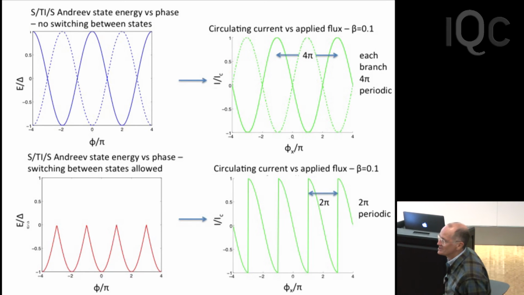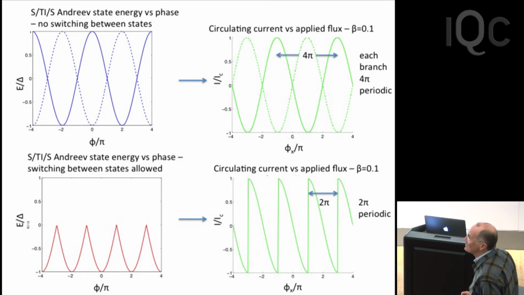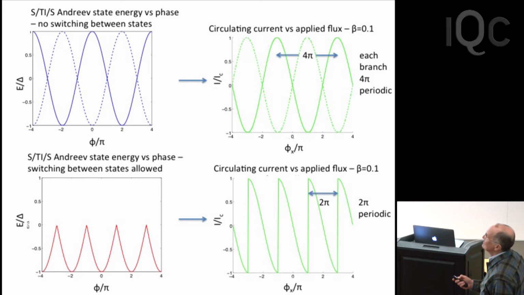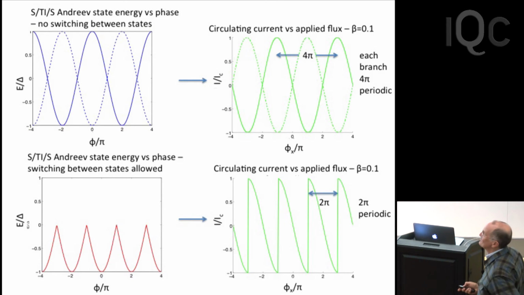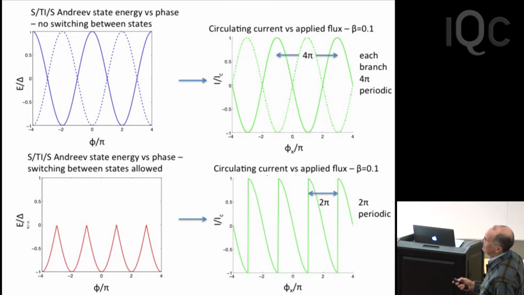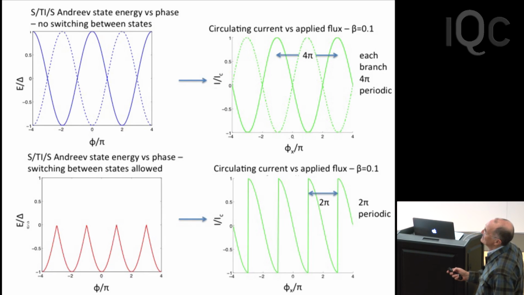In a topological insulator with Majorana bound states, it turns out that there are two allowed Andreev bound states, which are bound in between the two banks of superconductor. They're pi phase shifted with respect to each other. So I've drawn this as a solid line and a dashed line.